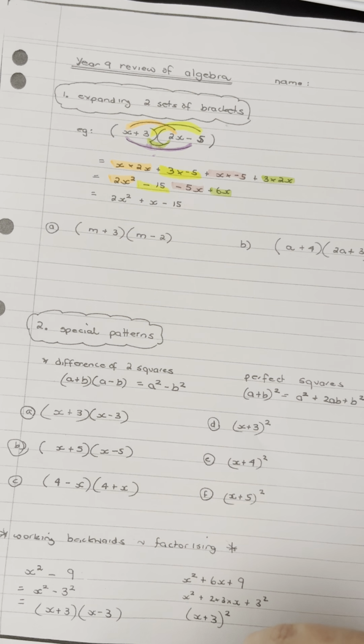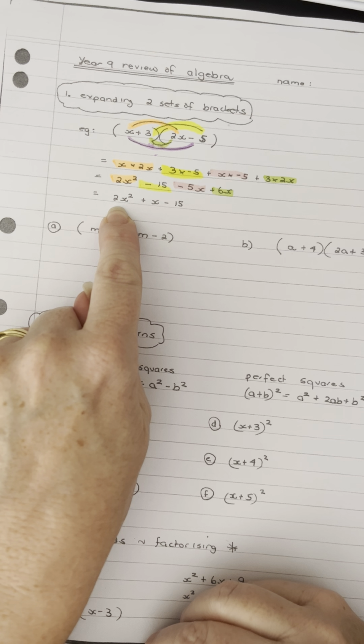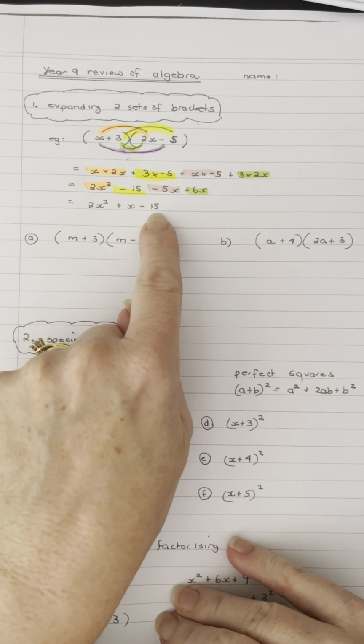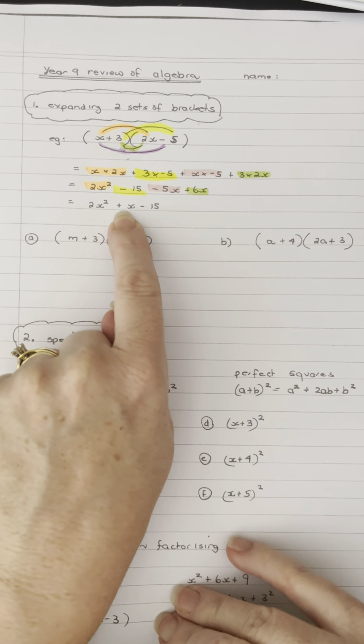Then I will go and collect like terms. So the 2x squared, I don't have any other x squareds, so I just write 2x squared. My -15, I don't have any other constants, so that's there on the end. -5x plus 6x gives me the plus x.